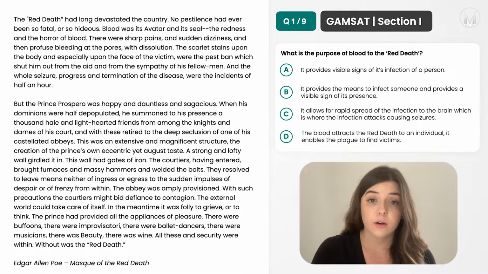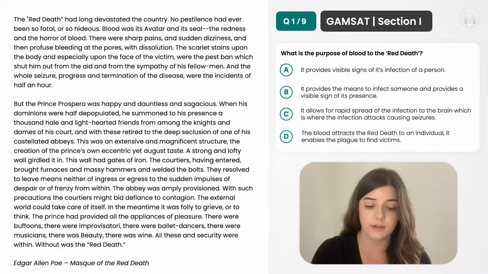So if I look at the answer options now, A, it provides visible signs of its infection of a person. So this is true. It definitely does provide visible signs. As we said, its seal. Blood was its seal. So answer A is a possibility.